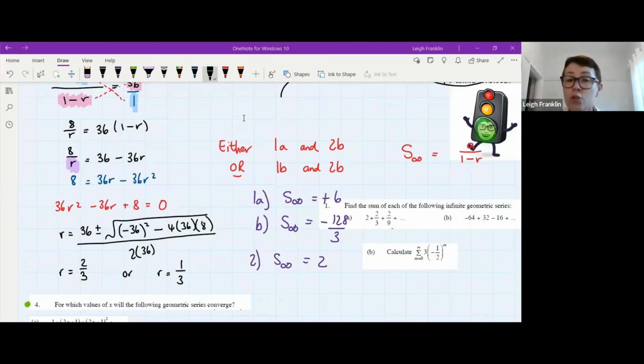Oh, okay. But you know what you can do as well, Meshe, which is also not a problem. When we're working from here, if you want to move the 8 over to the right-hand side, then you would end up with 0 equals minus 36r squared plus 36r minus 8. There's nothing wrong with that. It'll give you the same answers.